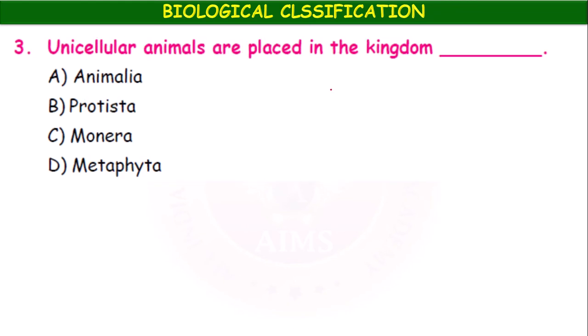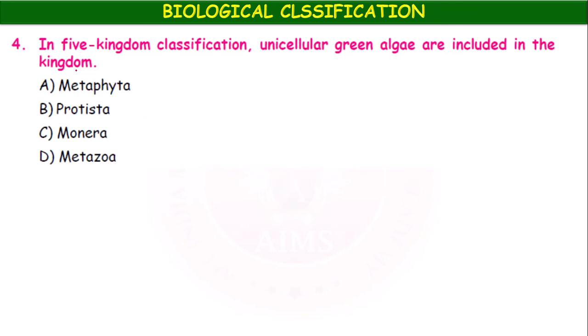The unicellular animals are placed in the kingdom Animalia, Protista, Monera, Metaphyta. In Protista, unicellular animals, that is protozoans, are included. In 5 kingdom classification, unicellular green algae are included in which of the following kingdoms? Metaphyta, Protista, Monera, Metazoa. It is the Protista. Okay, in the Protista Chlorophyta phylum, unicellular green algae are included.